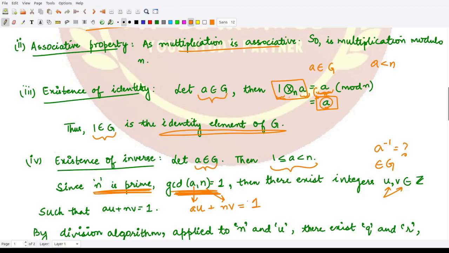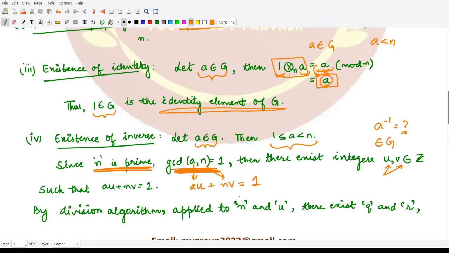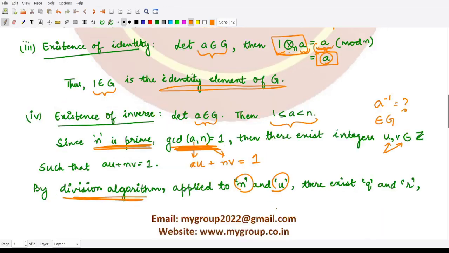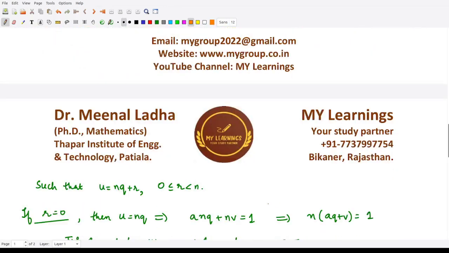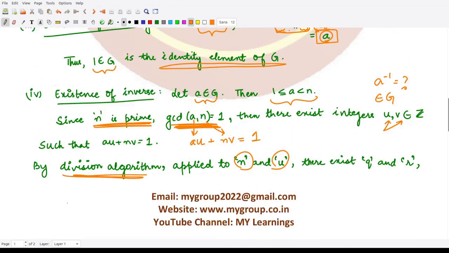So that means we have this expression. This is one thing. Another thing, we can apply the division algorithm onto n and u. Whenever we are dividing u by n, we would have some quotient and some remainder, so we can write it like this: u is equal to nq plus r, right?